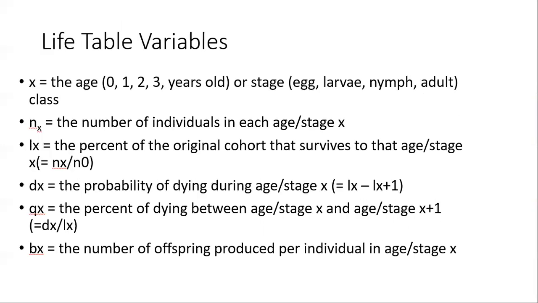So what are the variables in life tables? Well, X would represent the age or stage of the individual. NX represents the number of individuals in that stage. LX represents the percent of the original cohort that survives to that stage. DX is the probability of individuals to die during a certain stage. And QX is the percent that die between the stages. And BX is the number of offspring produced per individual.